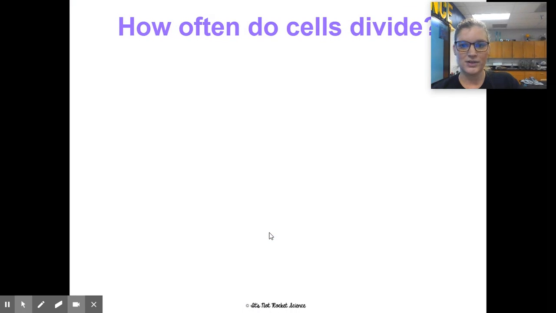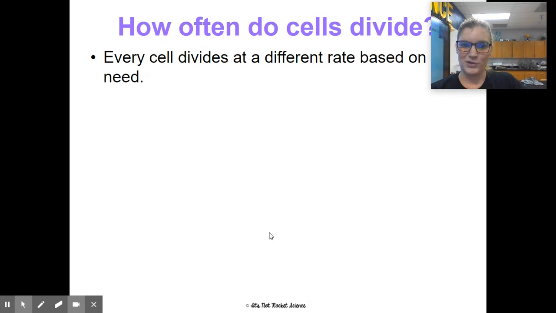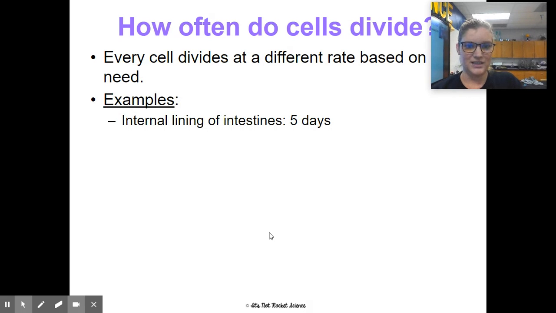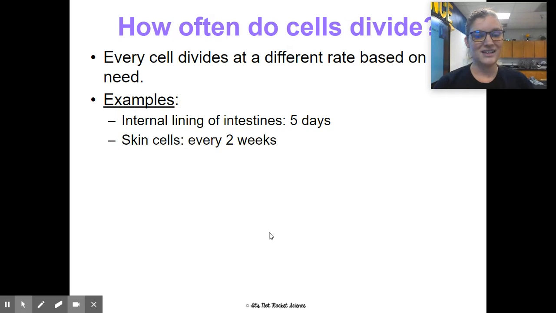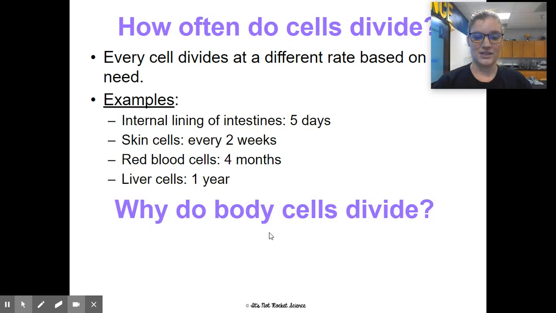Now, how often do our cells divide? They all divide at different rates based on what our body is going to need. So your intestines might be replaced every 5 days, skin cells about every 2 weeks, blood cells every 4 months, liver cells every year. Remember, it's just based on growth and repair. So this is happening at all stages right now in your body in millions of different cells.